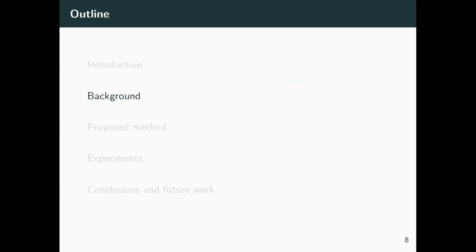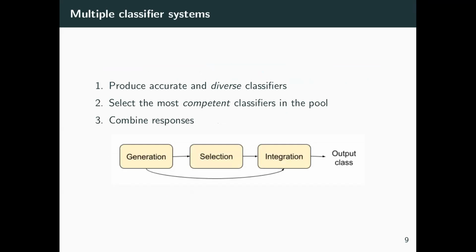So a bit of background on the area. Starting with multiple classifier systems or ensemble methods, usually they are divided into three phases. In the generation, we generate a certain number of classifiers. Then in the second phase, the selection, which is optional, you can select a subset of these classifiers to be used in the prediction. And the integration, which combines the responses of the classifiers to get the final prediction of the system.